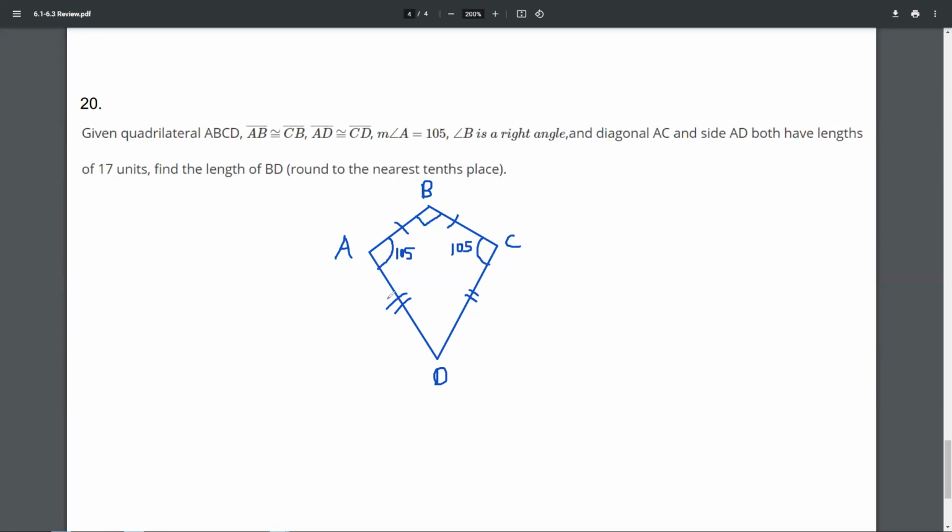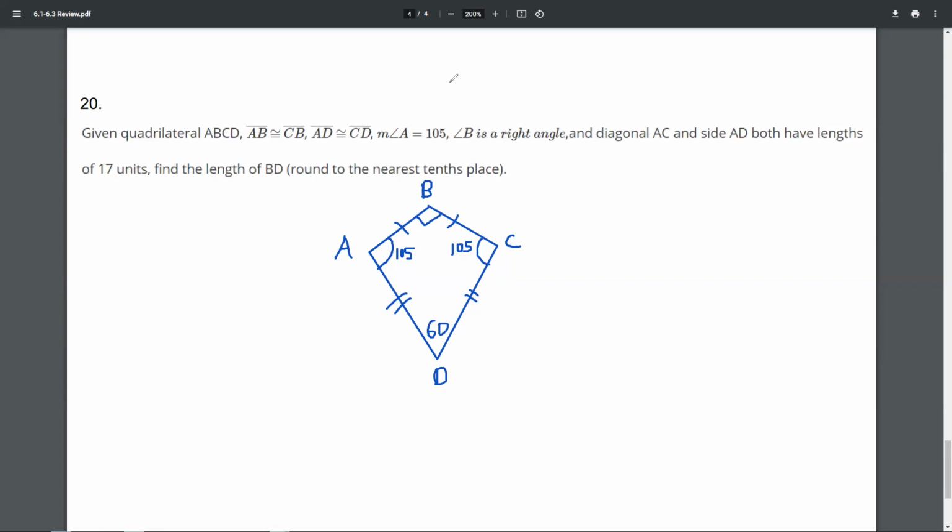Okay. And then all four angles should add up to 360. So 360 minus 105 minus 105 minus 90 should give us 60 degrees down here. All right. So we have all the angles on the kite, the big angles.